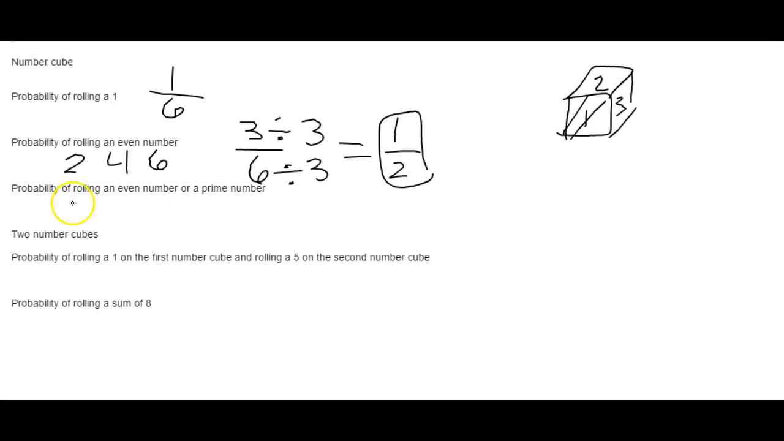Next, they can take it up a notch and have 2 groups. They could say an even number or a prime number. So even numbers, we already stated, those are 2, 4, and 6. Prime numbers are numbers that only have factors of 1 and the number itself.